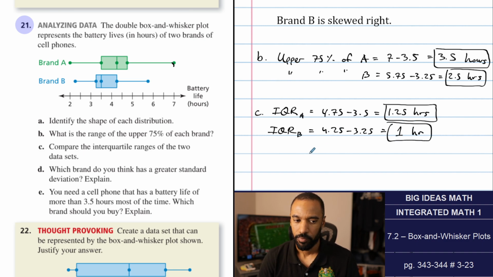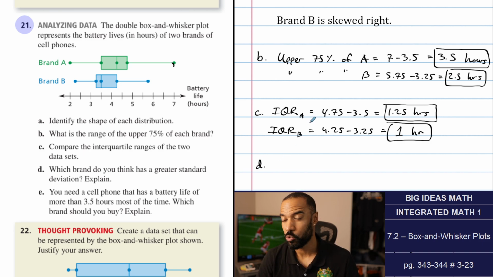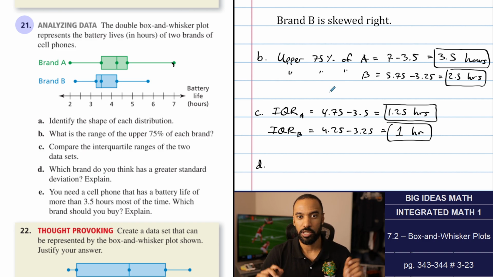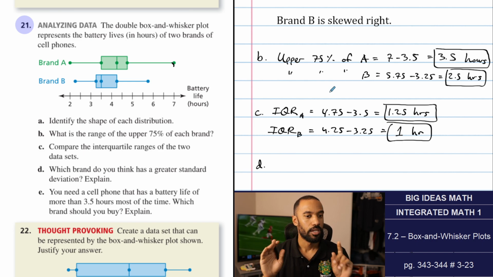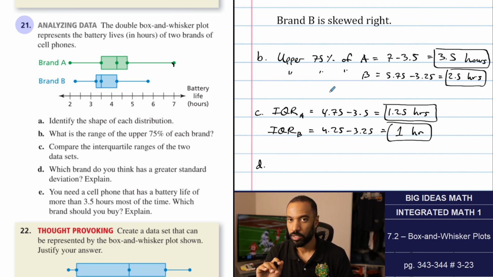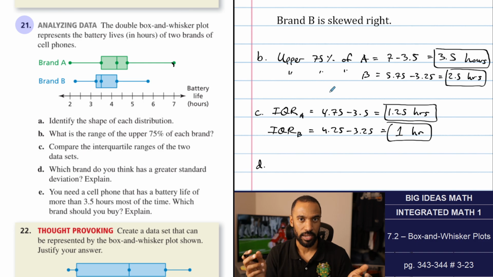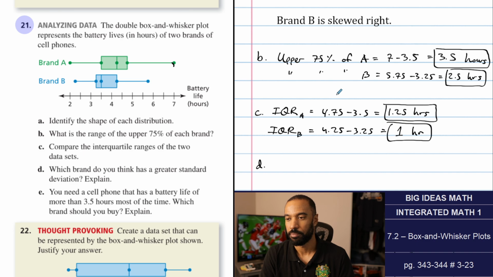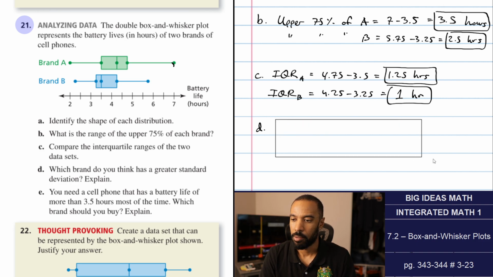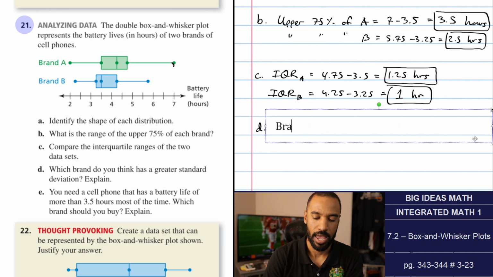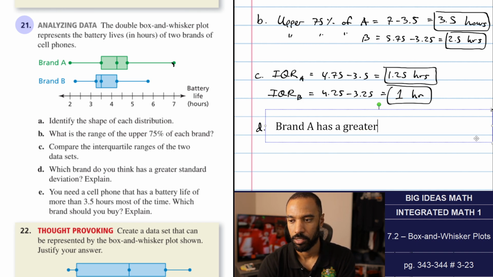Part D, which brand do you think has a greater standard deviation? Explain. Now, standard deviation was based off section 7.1. Standard deviation describes how far your values stray from the mean. Note that median and mean are not the same thing. However, something that has a greater range also likely has a greater standard deviation just because of how this stuff works out. So I'm guessing brand A has a greater standard deviation because of its range being more spread out. So brand A, I'm going to type, has a greater likely.